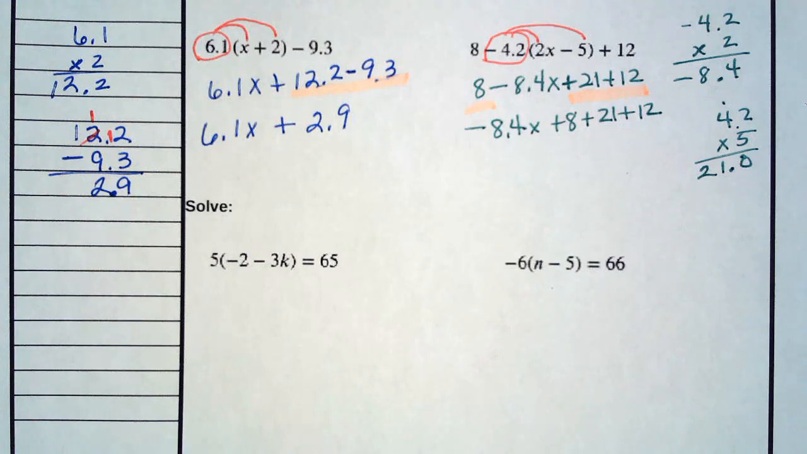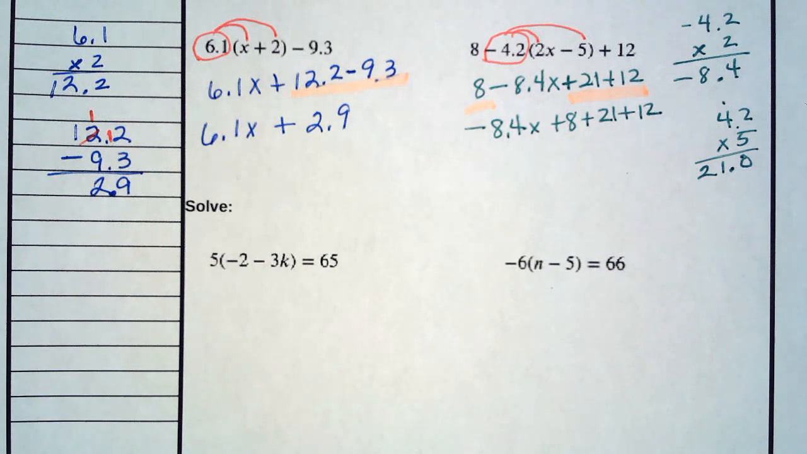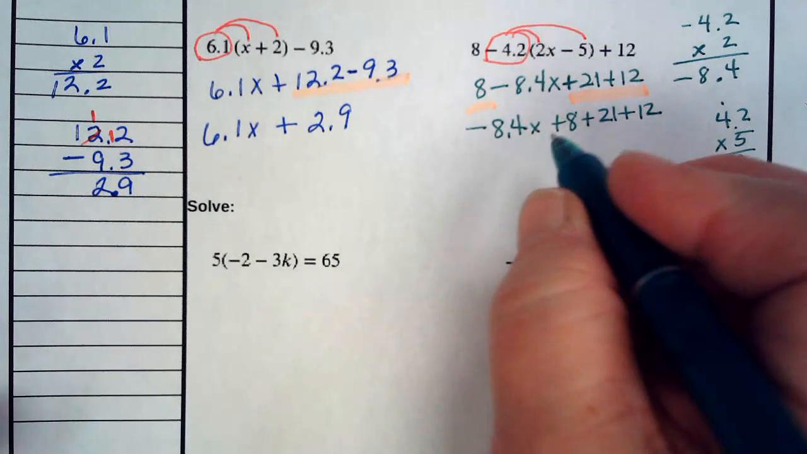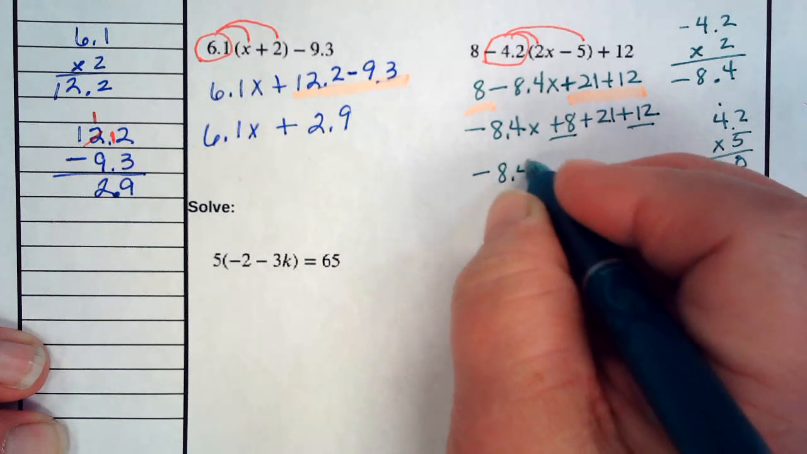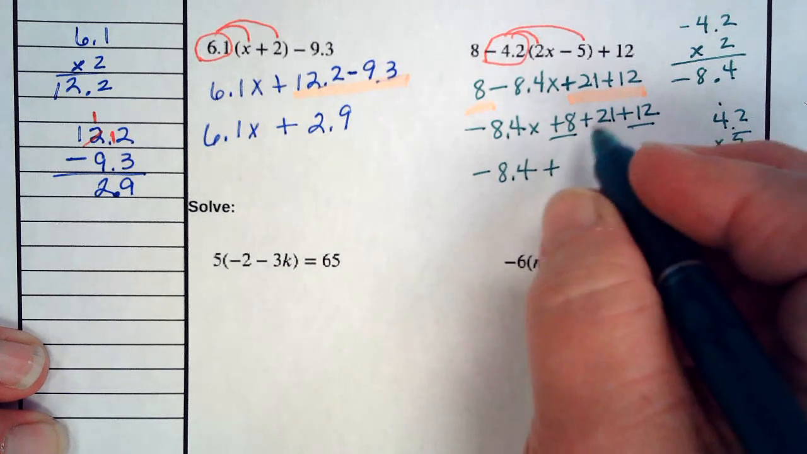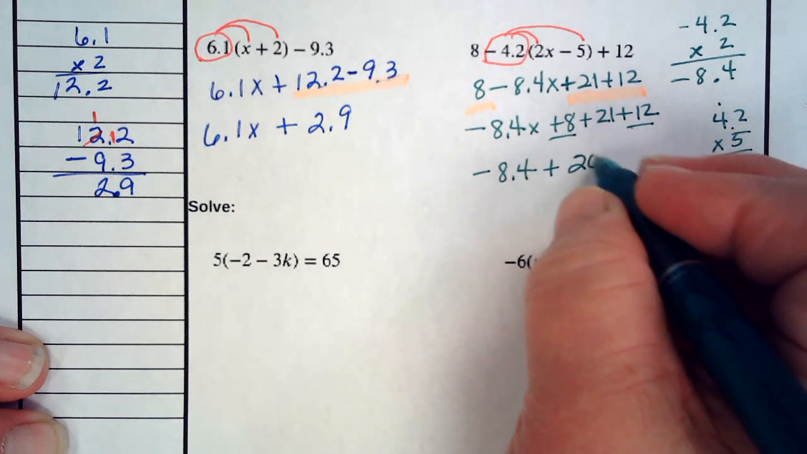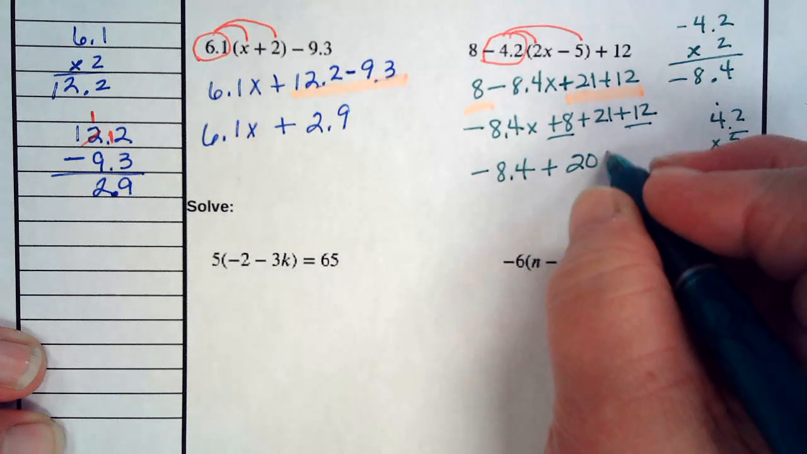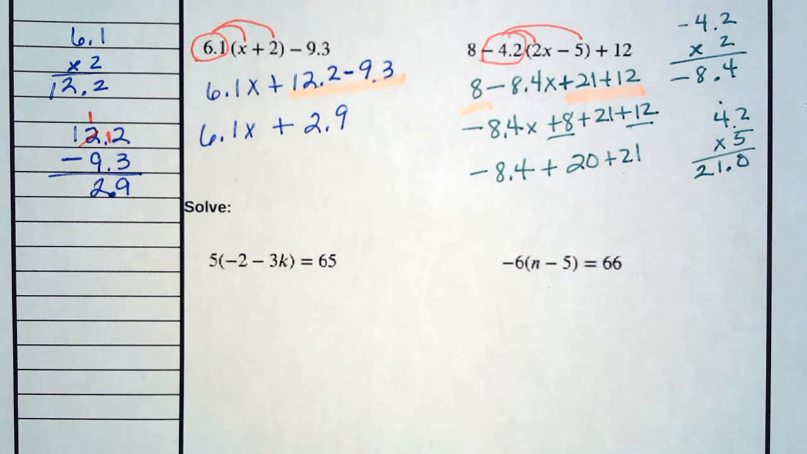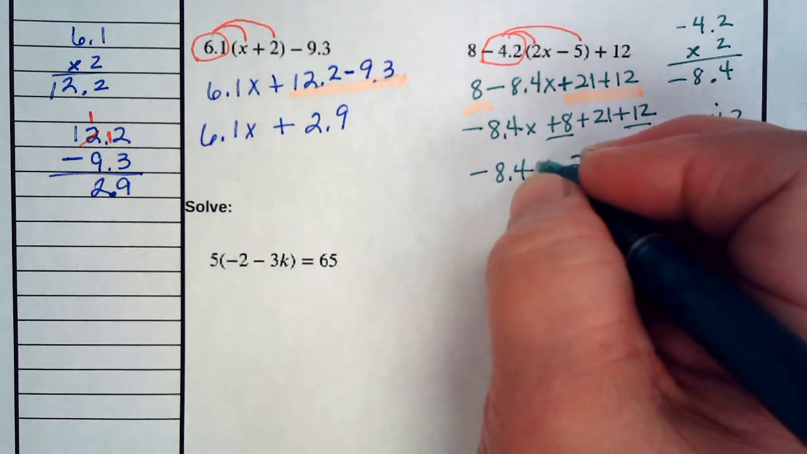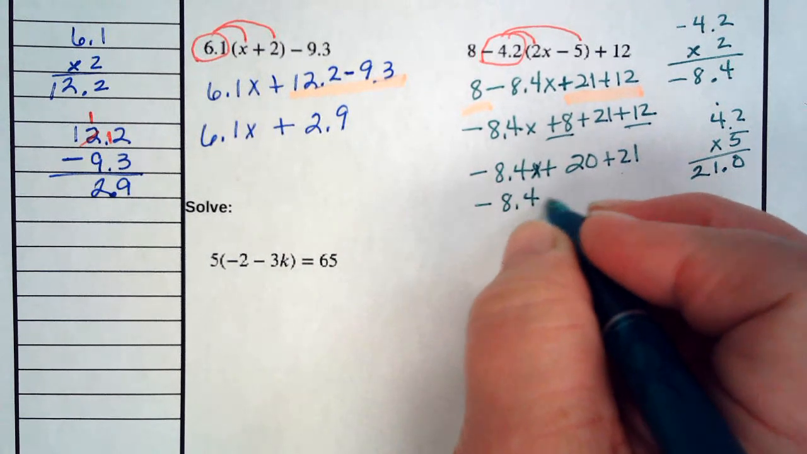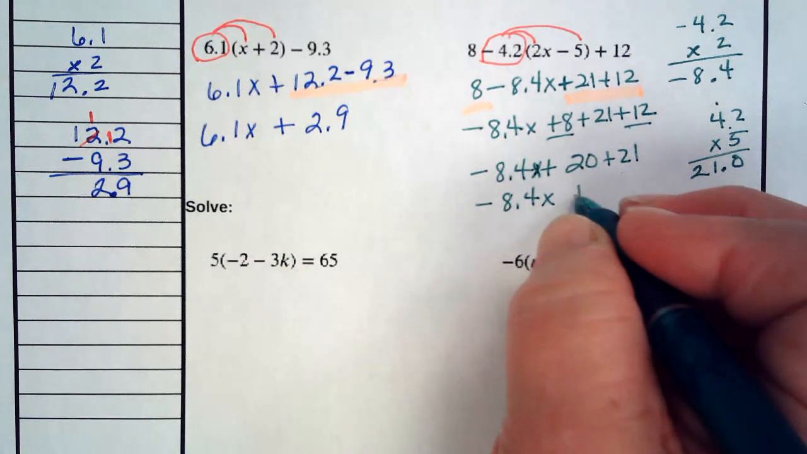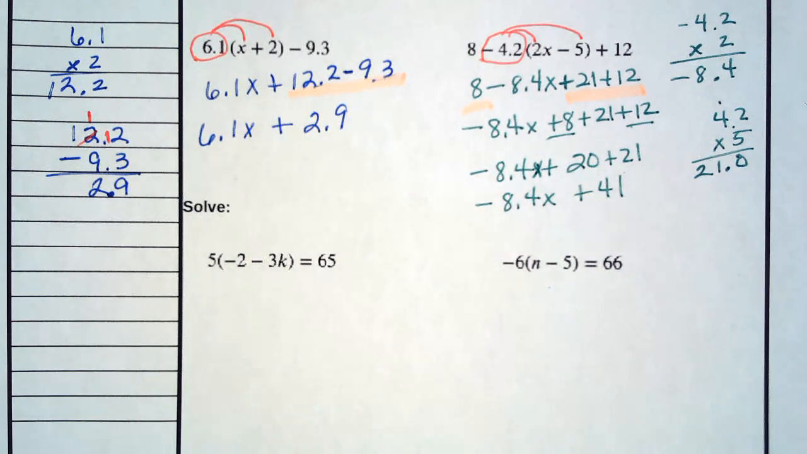Okay, I know that addition is commutative, which means order does not matter. So I'm going to add the 8 and the 12 first. Negative 8.4x, plus 8 plus 12 is 20. That's why I added it first. Plus 21. And I forgot my x here. Okay, now negative 8.4x. 20 plus 21 is 41. Plus 41, and I'm done.